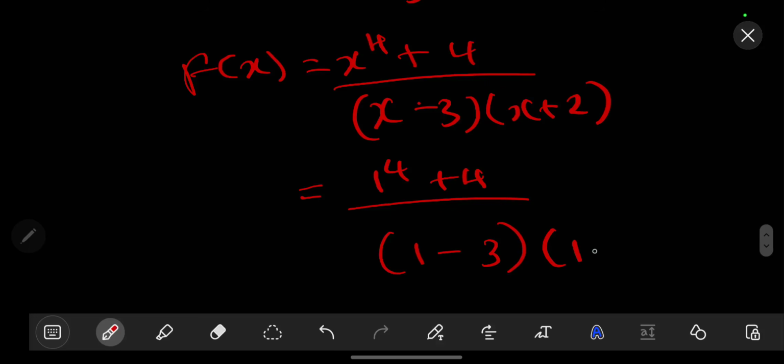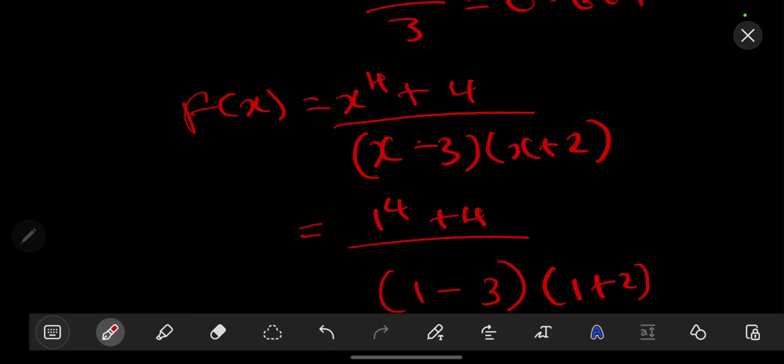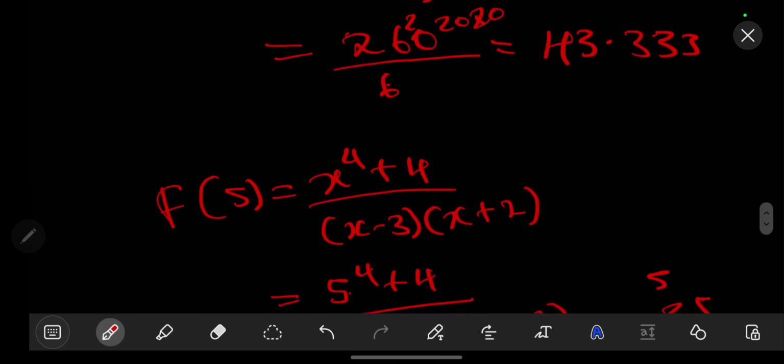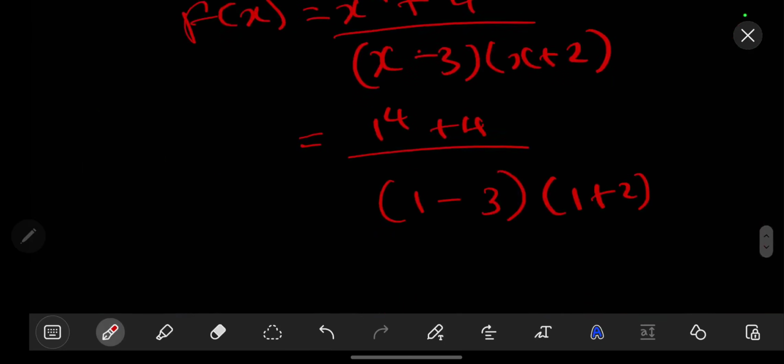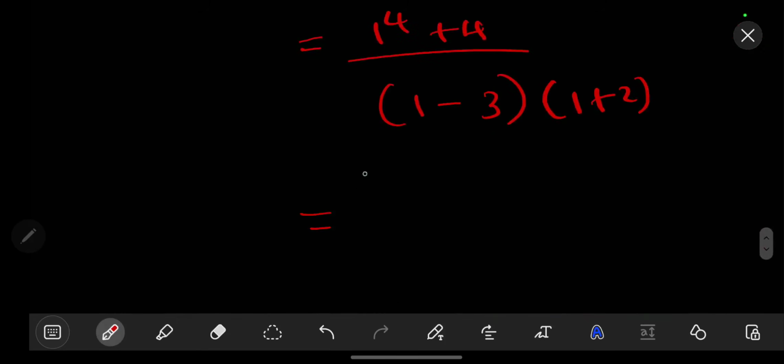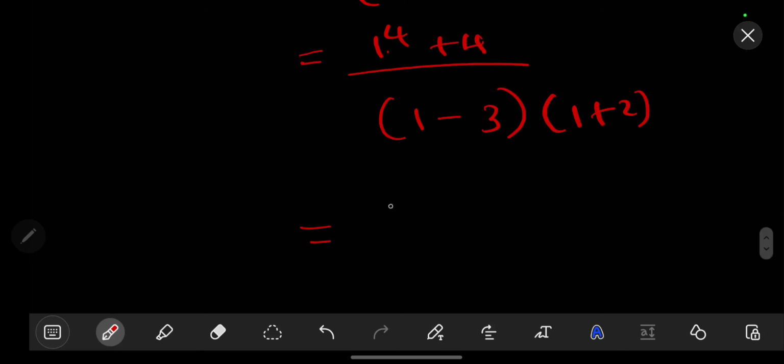Then we have a 1 plus 2. Just checking if the equation is okay. Yeah. So we have 1 plus 1 to the power 4 is 1 plus 4, that's going to give us 5 over 1 minus 3, this will give us negative 2. 1 plus 2, it will give us a 3 like that.